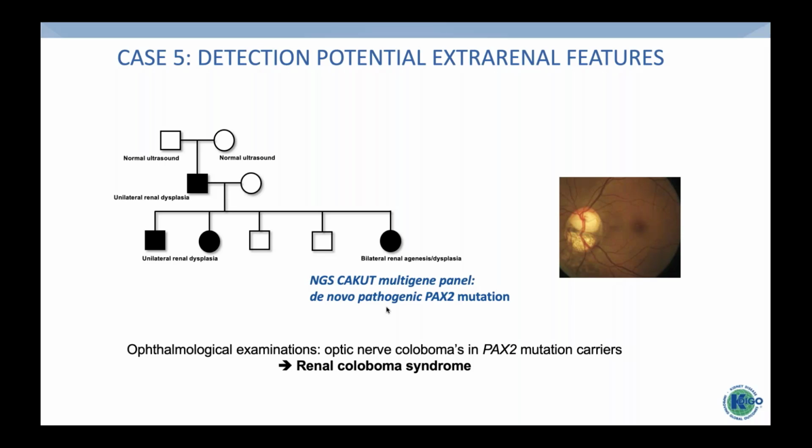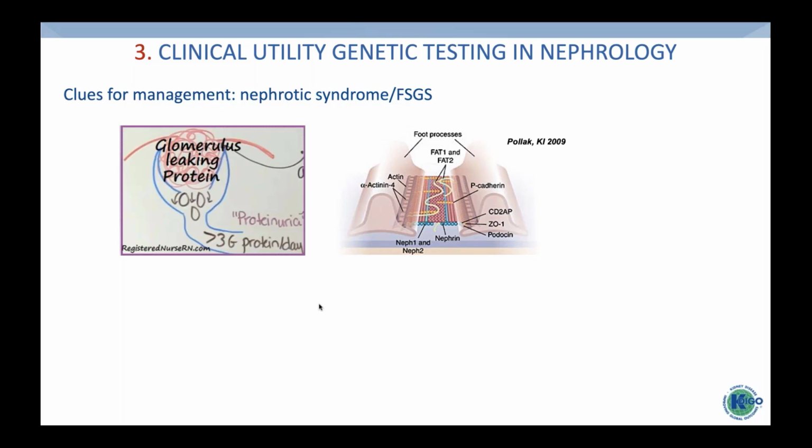So again, a nice example of the detection of extrarenal features in these patients with Kakut. The next example is also important for clinical utility, and this is actually a nice example of clues for management, and the example is the nephrotic syndrome.